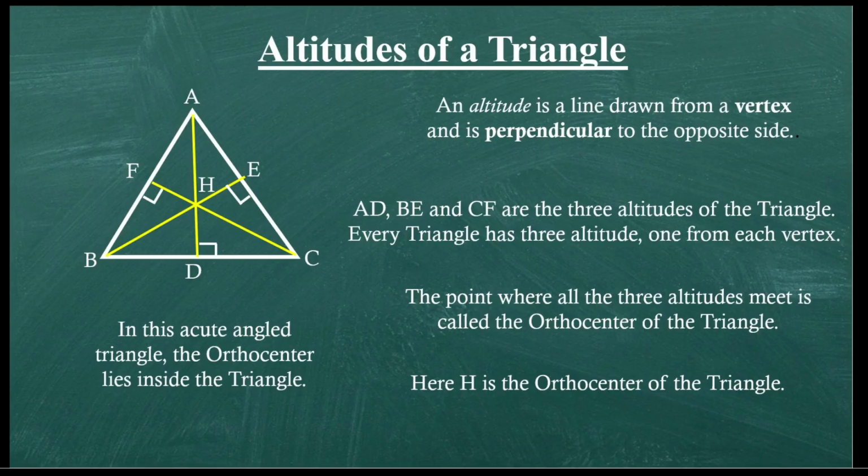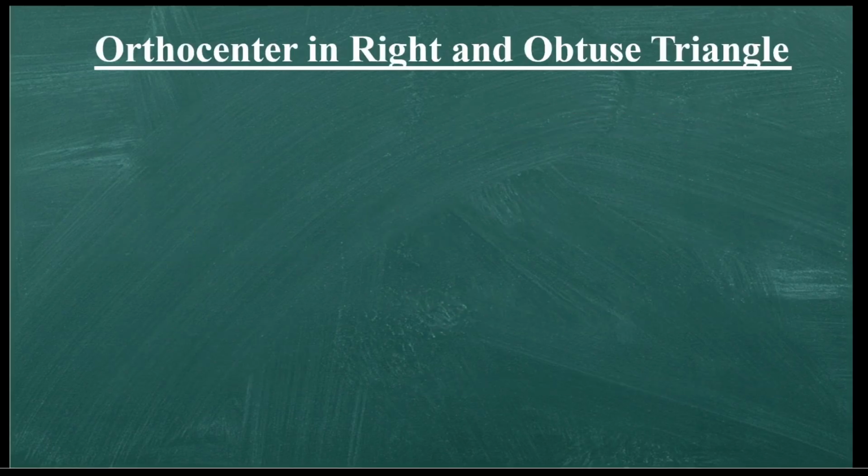This is an acute angle triangle, and always remember that in the acute angle triangle, the orthocenter lies inside the triangle, always inside the triangle. But if this is an acute angle triangle, what are the cases for right and obtuse angle triangle? Let's see the position of orthocenter in the right and obtuse angle triangle.